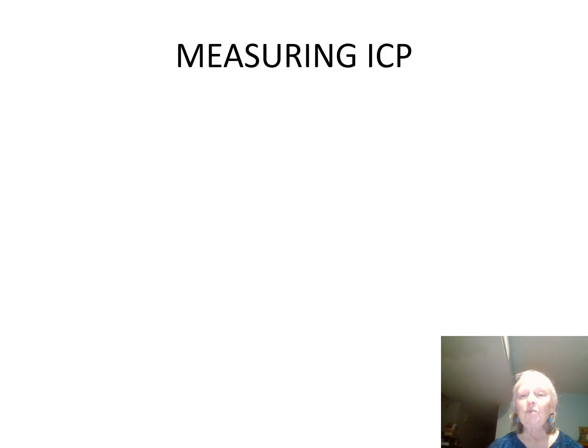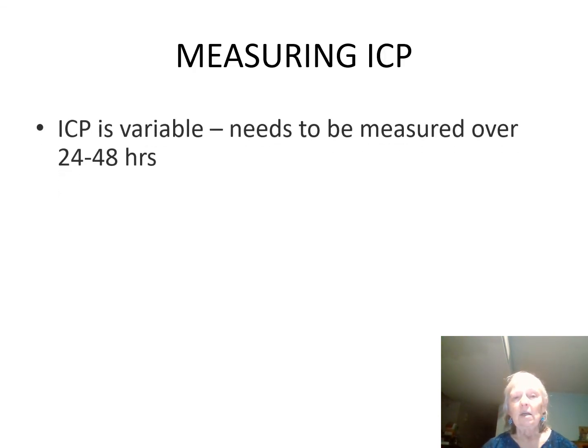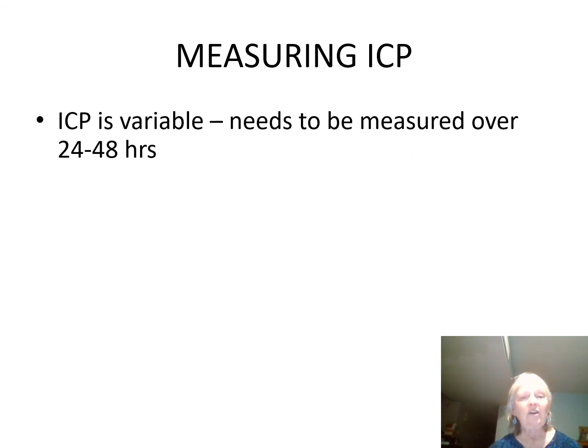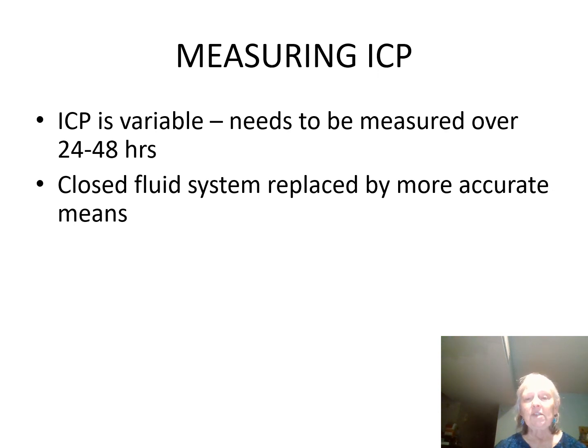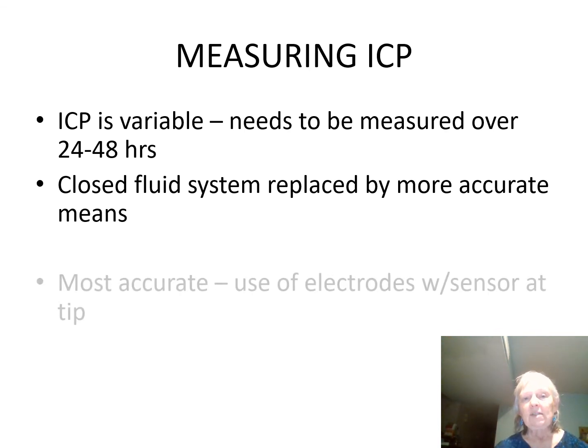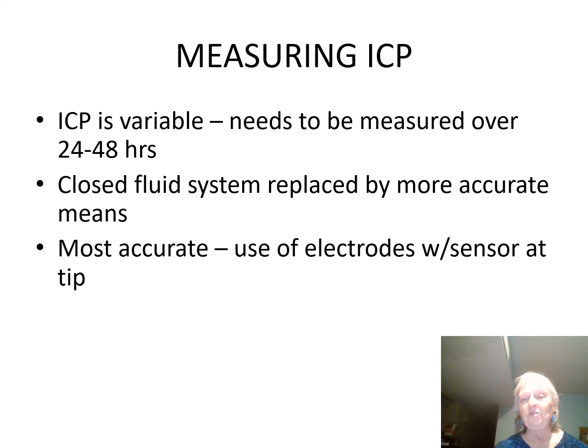So how do we measure ICPs? Very variable over 24 to 48 hours. You have your closed fluid systems, which are fairly accurate, but we have better ones. We actually have epidural catheters we can put into the ventricles and be able to measure the pressure at that particular point. Okay. Other things that we can do, there's your electrodes with this.